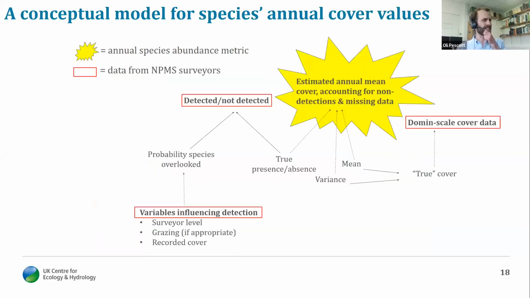I'll skip past this because it's a little bit elaborate, but it's just to say that we're taking information on surveyor level, information that you provide on grazing, and the cover that you record within a plot. We're using all of that information to try and estimate the probability that a species was overlooked, even though it was present. And we can use that to track back to estimating a true presence or absence. We then combine that with the cover data that you provide, which obviously varies across Britain and across habitats depending on their management. And then we use all of that information together to estimate this underlying truth.